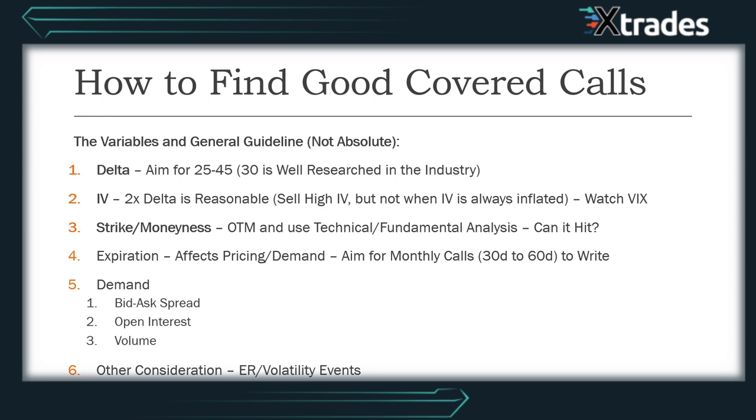IV, so that's the implied volatility. So usually we don't want IV to be too high. Because if the IV is too high, that means that the stock might be going parabolic or something. And it's just really, really volatile. So it might be hard to have a good risk reward ratio for those covered calls. Again, this is just a suggestion, right? So usually we like to see about 2x your delta. So for example, if I picked a delta of say 30 on my strikes, then I want to see the IV maybe about 60%. Being over or under that is fine. It just doesn't really matter too much. But this is just a general guideline. But typically we do want to sell high IV.